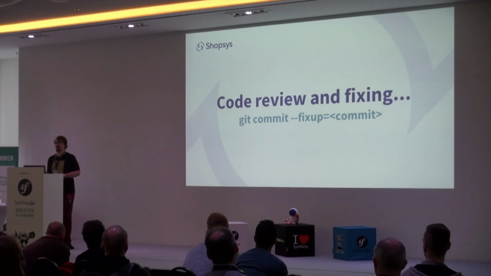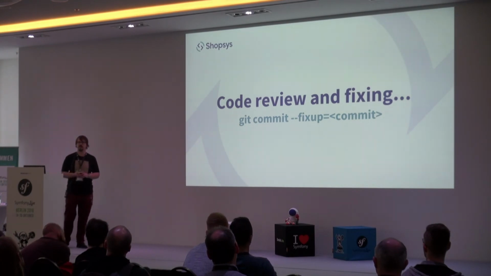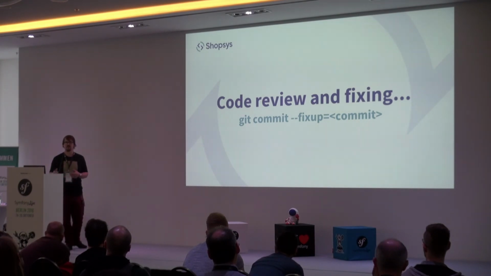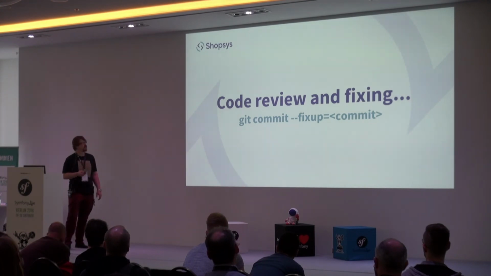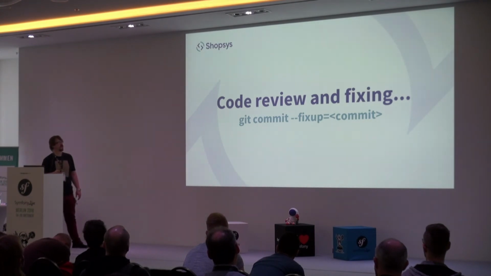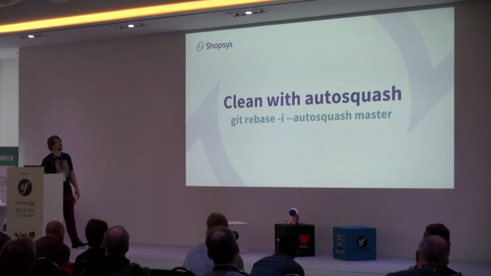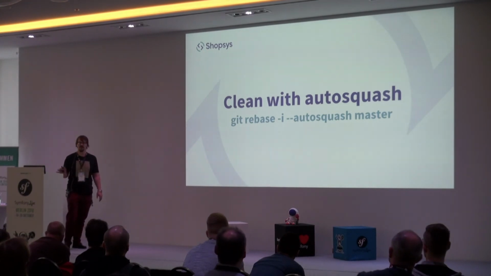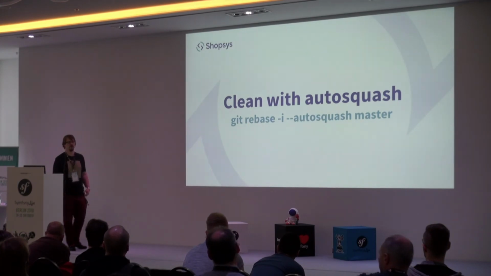During the code review, we are creating mostly the fix-up commits, because then the reviewer can review just the fix-up commits and see the changes we want to do to what he already saw. And then, because there is the autosquash feature, we can just call git rebase autosquash, and Git will just figure out what we want it to do. So it works mostly automatically.